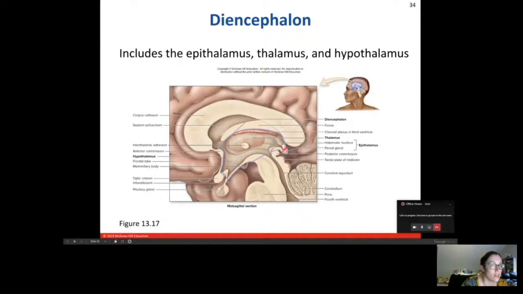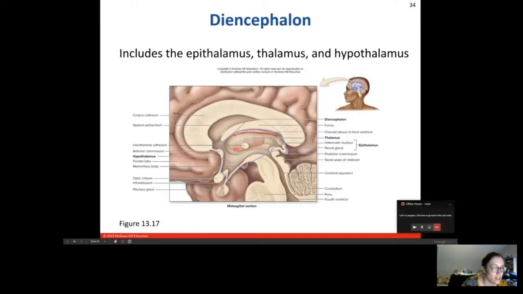Now, moving on to the diencephalon, this is the middle part of the brain, and the diencephalon is going to include everything that has thalamus in the name. So the epithalamus, the thalamus, and the hypothalamus. And so the main thing to know about the epithalamus is the pineal gland. It's this little guy right here, and that's going to secrete melatonin, which is important for circadian rhythms.